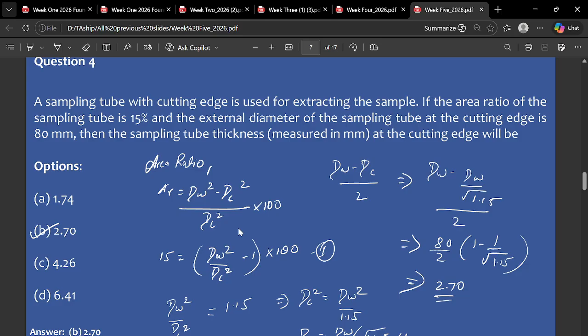Let's say when you collect the soil samples from the real field, how do you take into account the disturbance of the soil samples? It's basically interpreted with the help of the instruments which you are using for collecting that soil sample. In this, one of the parameters which we take into account is the area ratio. Area ratio is none other than the external diameter of the tube and the internal diameter. So that is the thing.